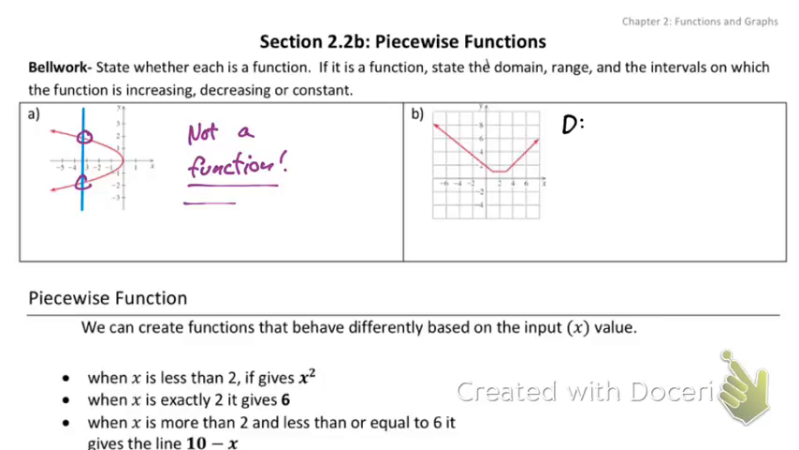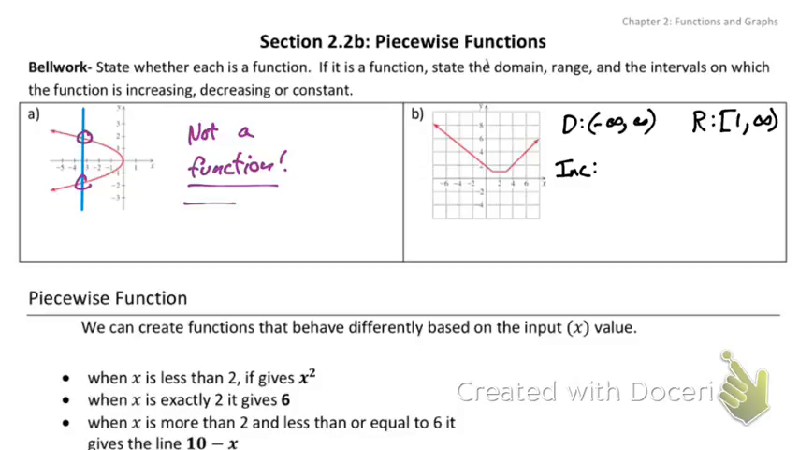Nick, I saw your hand first. Negative infinity to positive infinity. Perfect. All right, range. I need a range. David? Bracket 1 to infinity. So you're saying the lowest point is 1, and the highest point goes up forever? Yep, perfect. All right, increasing.